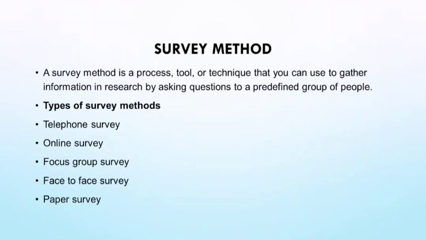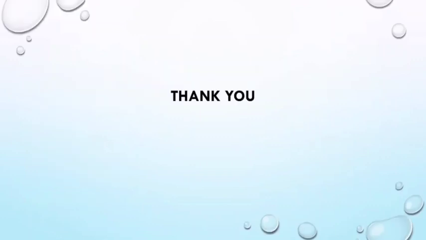That is telephonic survey. Online, you send a Google form online. Focus group, you collect a group of people and ask them questions and collect the data. Face to face, one to one, data is collected. You can distribute the paper survey. They fill it and give it back to you. So paper survey. So we conclude the second module here. Thank you.